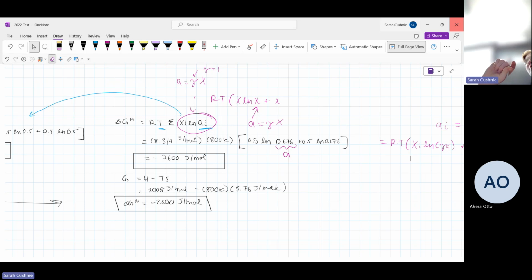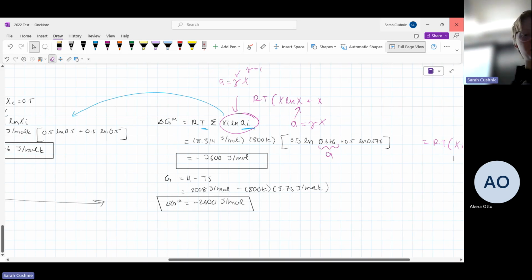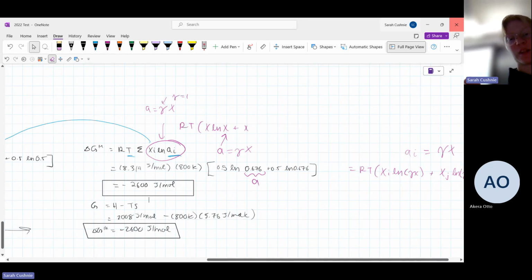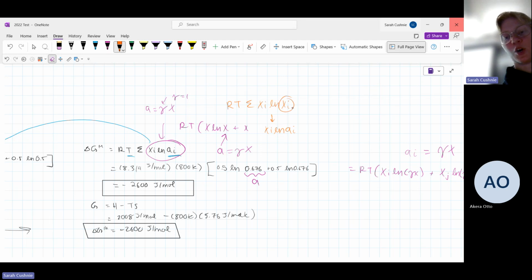you're thinking of it in terms of the backwards route of what it actually is. The way I see that you're thinking of this is in terms of RT and then the sum of X_i ln X_i. And we want to turn that into X_i ln A_i. And if that was the case, we want to sub that in, then yes, X_i is equal to A_i divided by gamma_i, right?